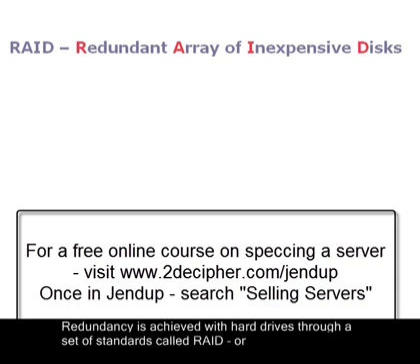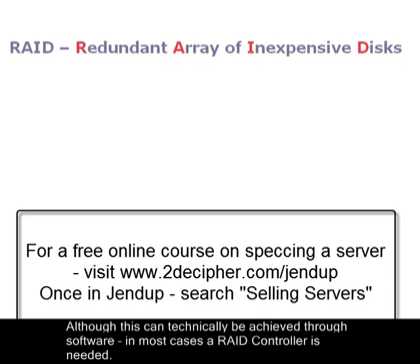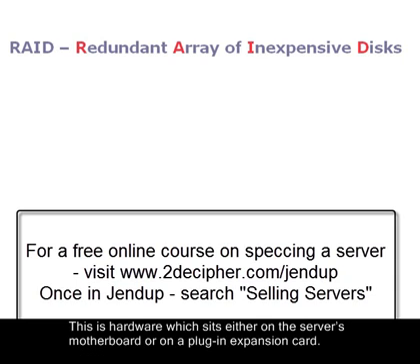Redundancy is achieved with hard drives through a set of standards called RAID, or Redundant Array of Inexpensive Disks. Although this can technically be achieved through software, in most cases a RAID controller is needed. This is hardware which sits either on the server's motherboard or on a plug-in expansion card.